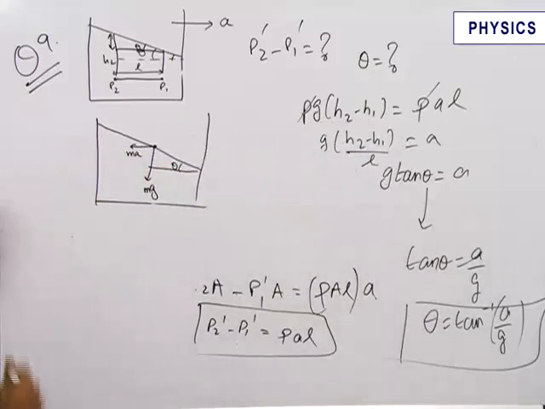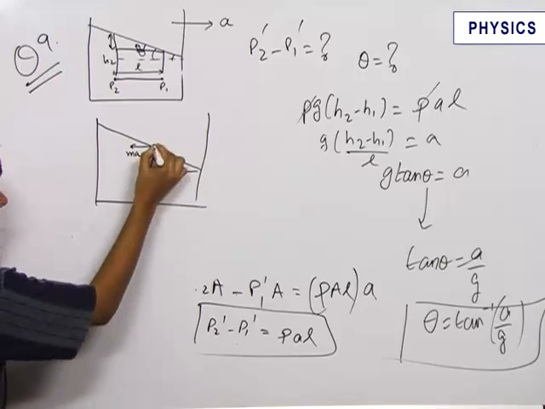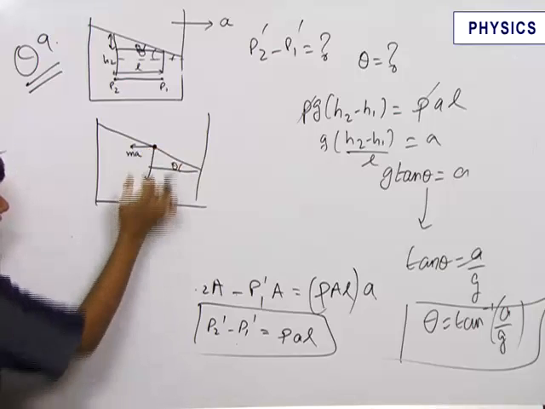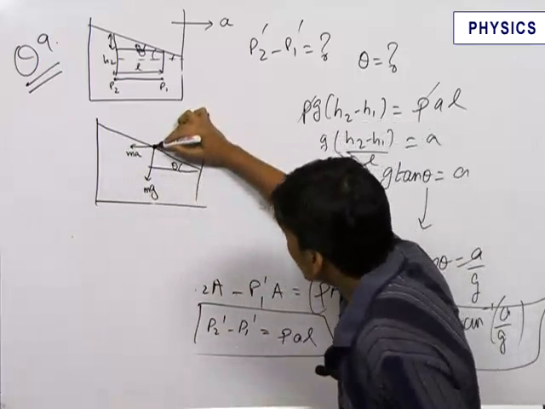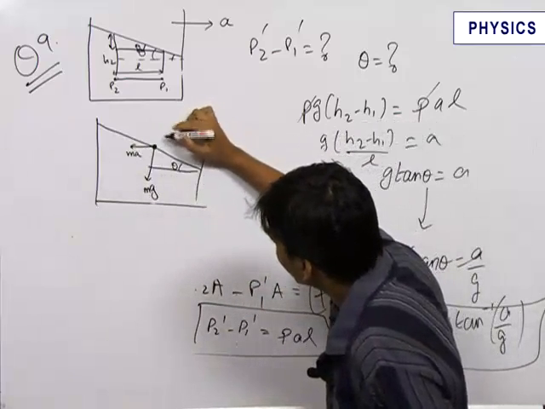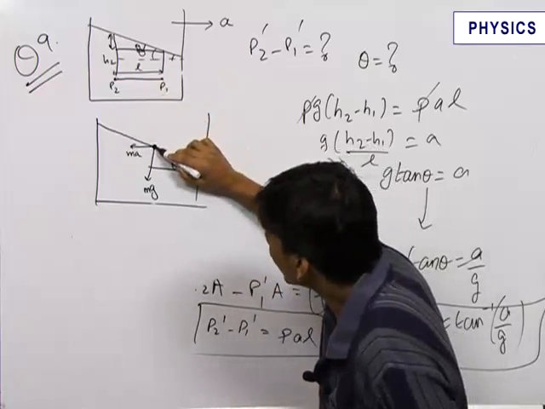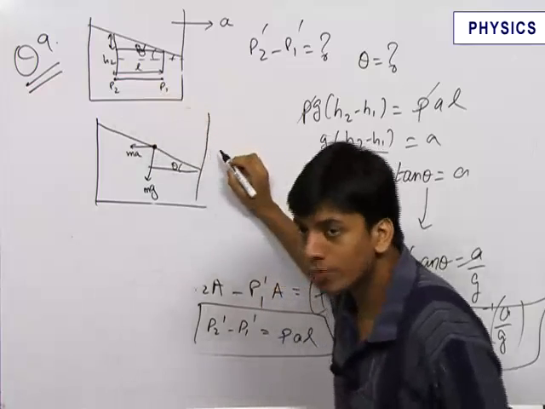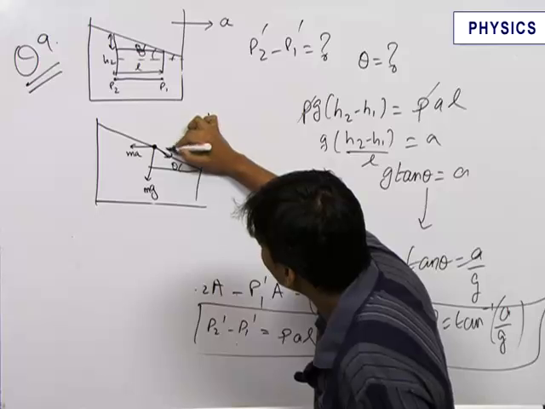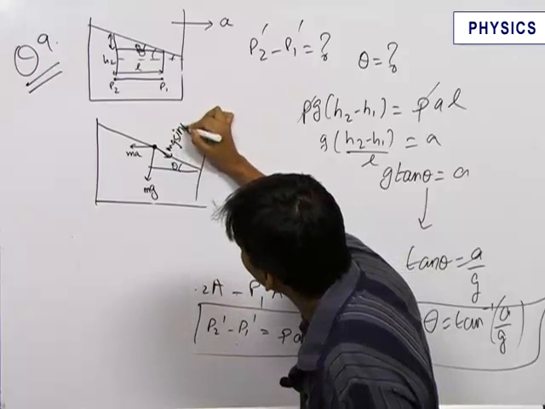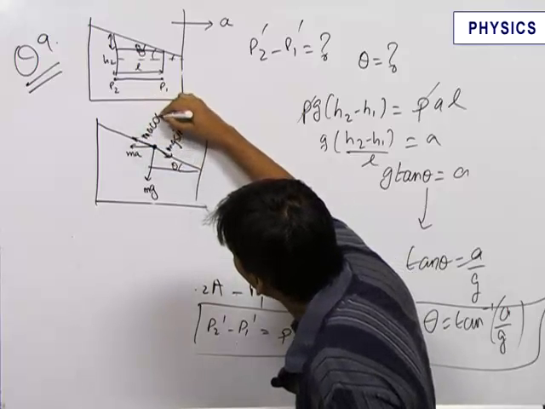Now the acceleration of this point mass of water along the surface has to be 0, since this particle of water is not moving along the surface. Therefore, the acceleration of this particle along the surface should be 0. The component of mg in this direction comes out to be mg sin theta, and the component of ma in that direction comes out to be ma cos theta.